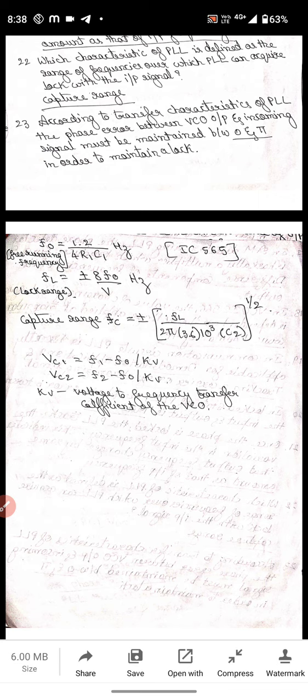Vc1 is F1 minus F0 divided by Kv. Vc2 equals F2 minus F0 divided by Kv. Kv is the voltage to frequency transfer coefficient of the voltage controlled oscillator. These are the important equations if they give any MCQ problems on this.